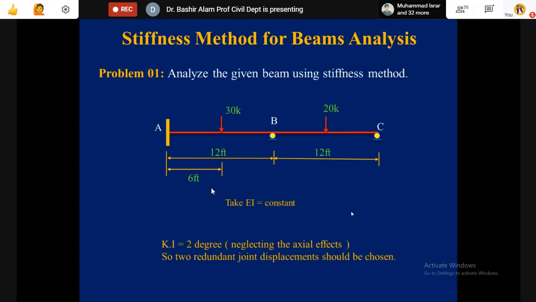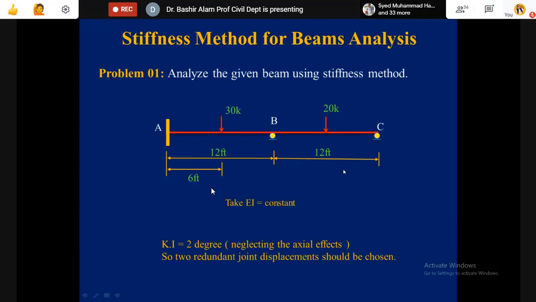We have a continuous beam, a 2-span beam, with a support at A, a fixed support at B, a roller support, and C again a roller support. In the middle of this AB span, we have a 30 kip load. Span of AB is 12 feet. Then the location of the load on BC is not given, but it looks like it is also in the middle, so we take it in the middle, 20 kip also.